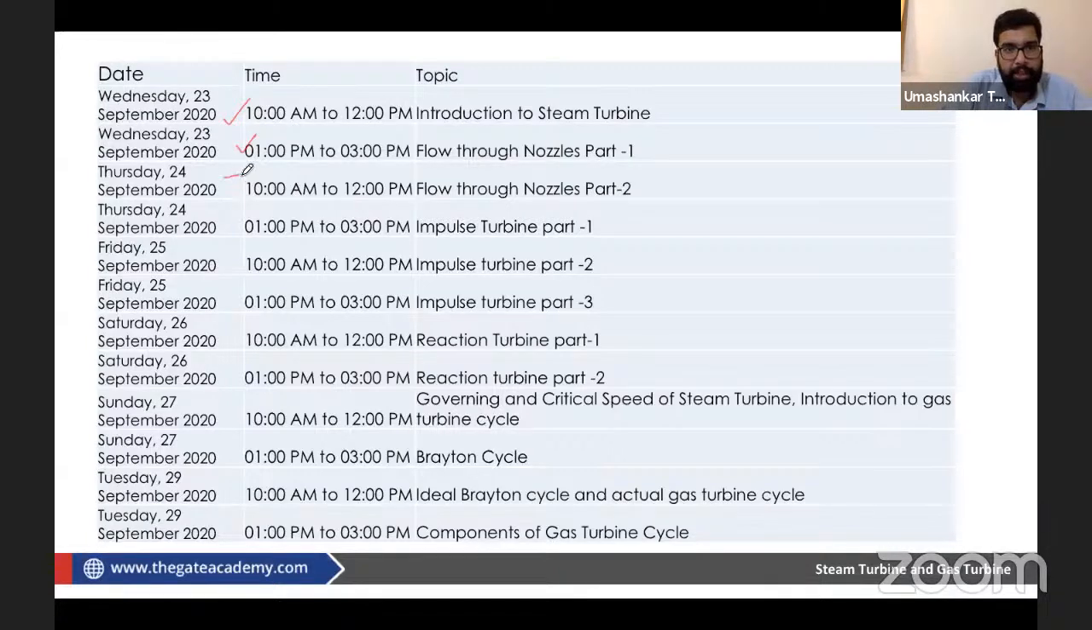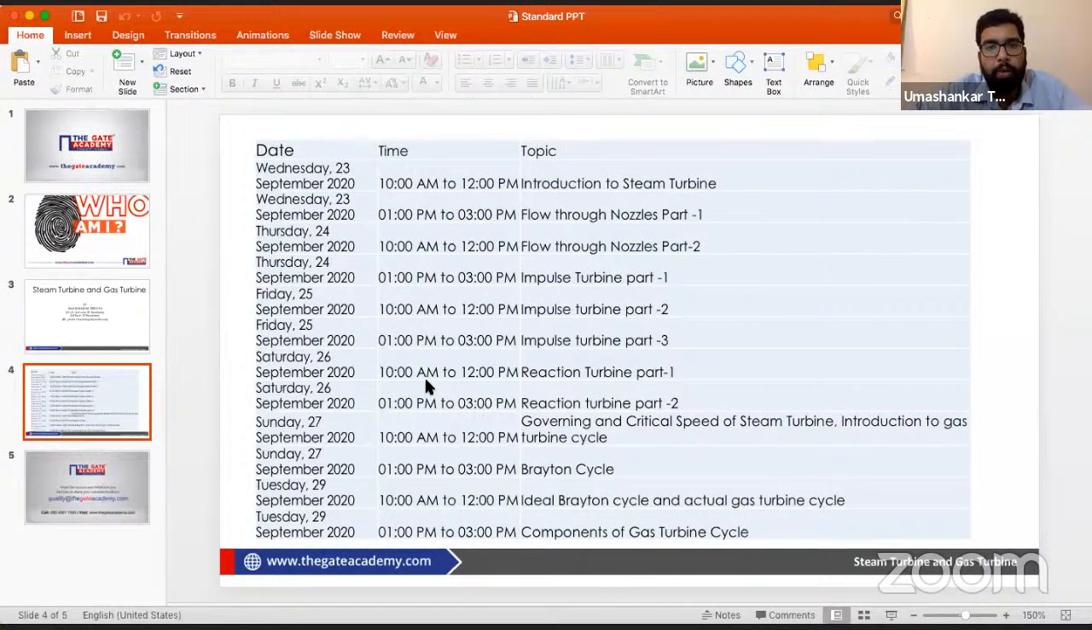Now we are going to see flow through nozzles part 2. In this 2-hour session, we will try to complete the flow through nozzles in all respects. So let us begin.